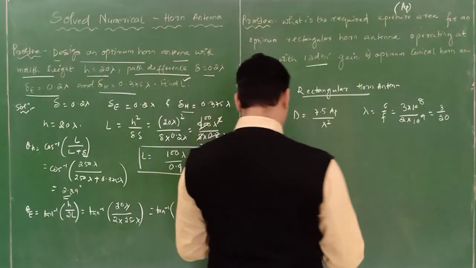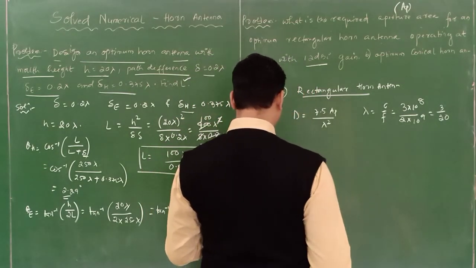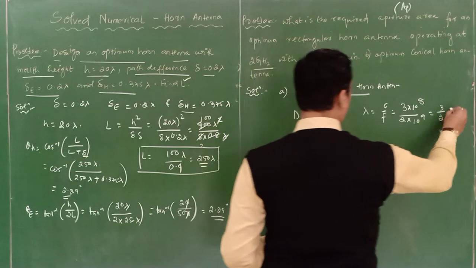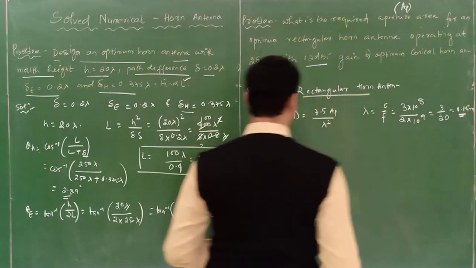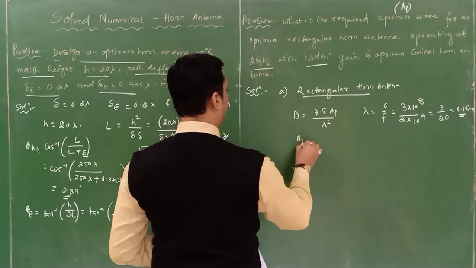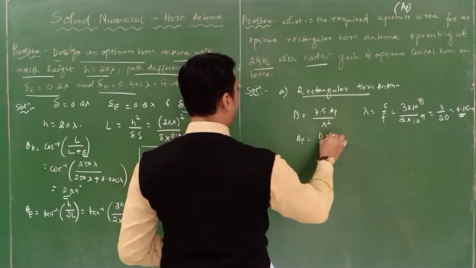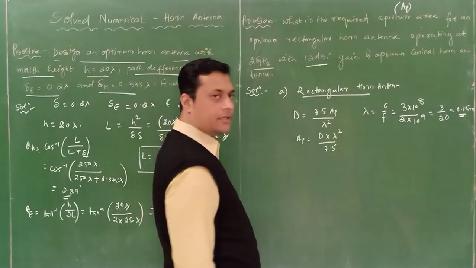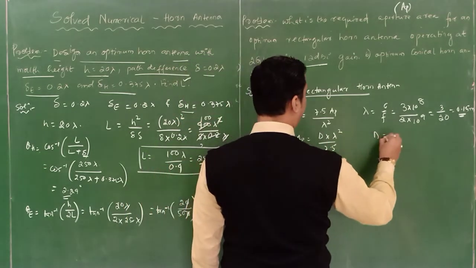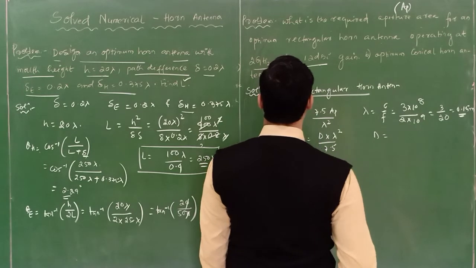So once this lambda is known, near about 0.15 meters we will get. Now AP is equal to D into lambda square divided by 7.5. Now what is D? Here D is given as 12.